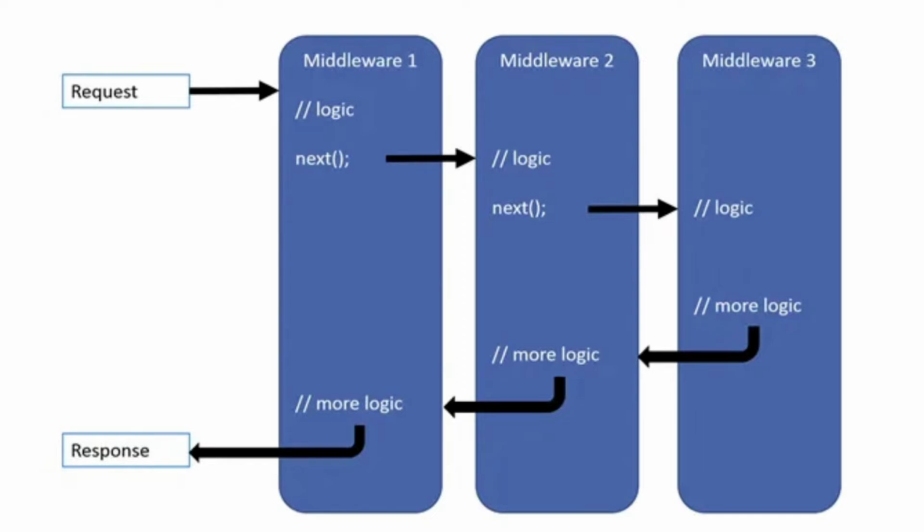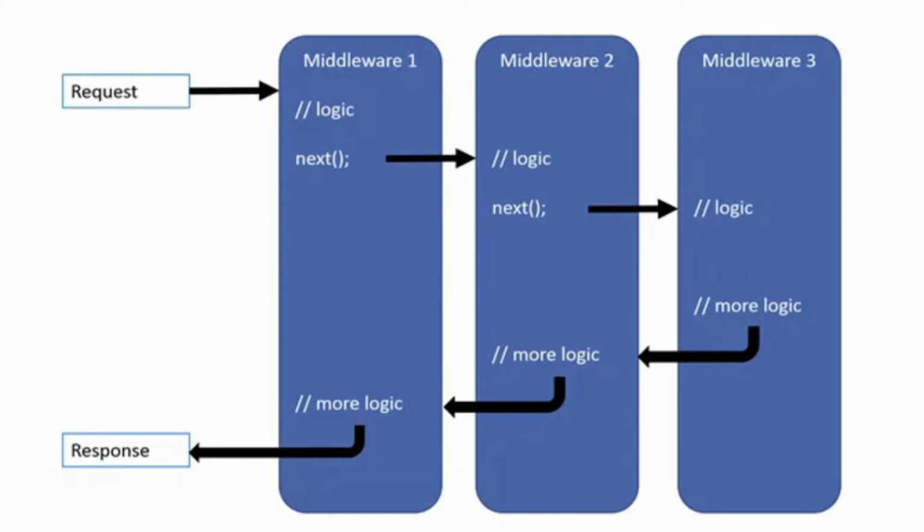Okay, now let's start with common use cases for middleware. Middleware components in ASP.NET Core can be used for a wide variety of tasks. Here are some common use cases for middleware. Number one is authentication and authorization. Middleware components can implement authentication and authorization logic to ensure that requests are coming from authenticated and authorized users. Number two is request and response manipulation. Middleware components can modify the incoming request or the outgoing response to implement custom behavior.